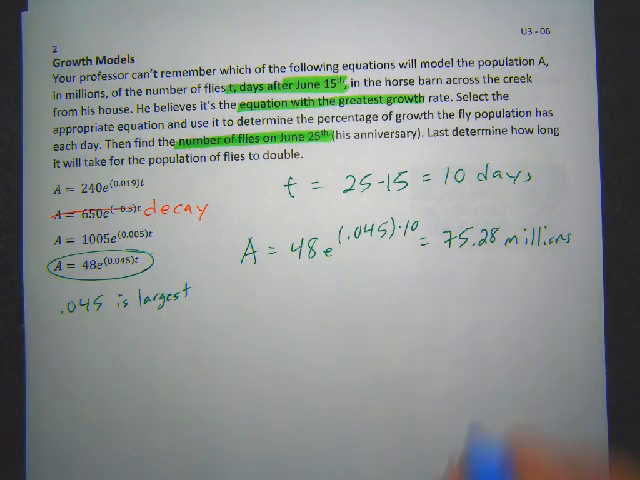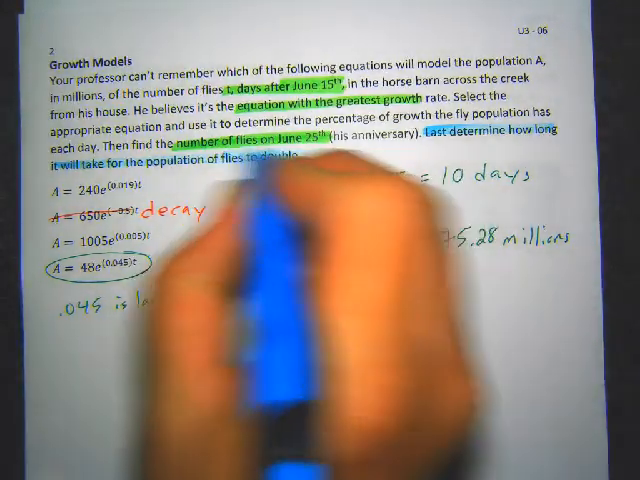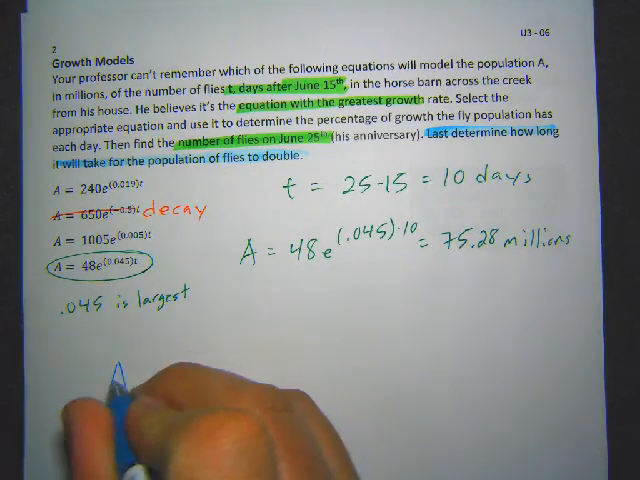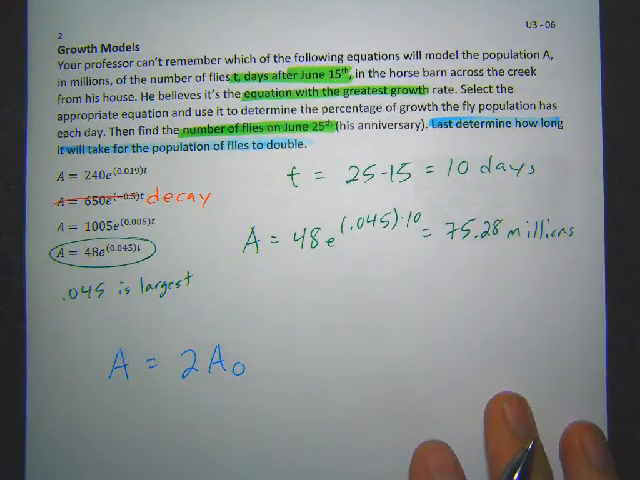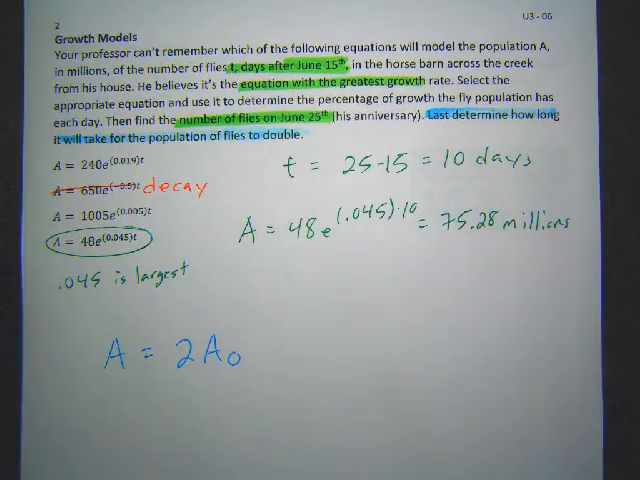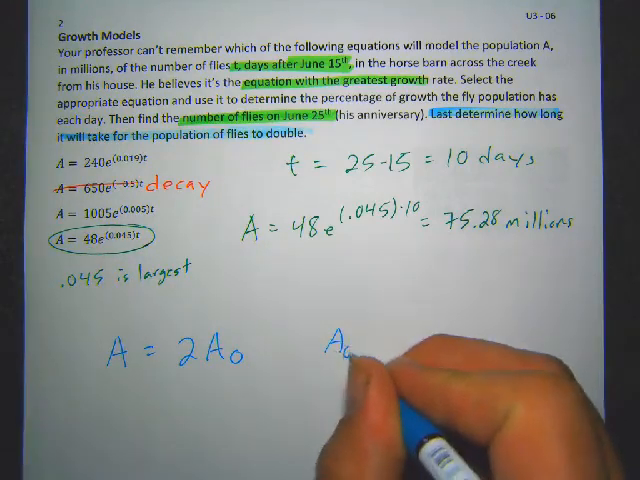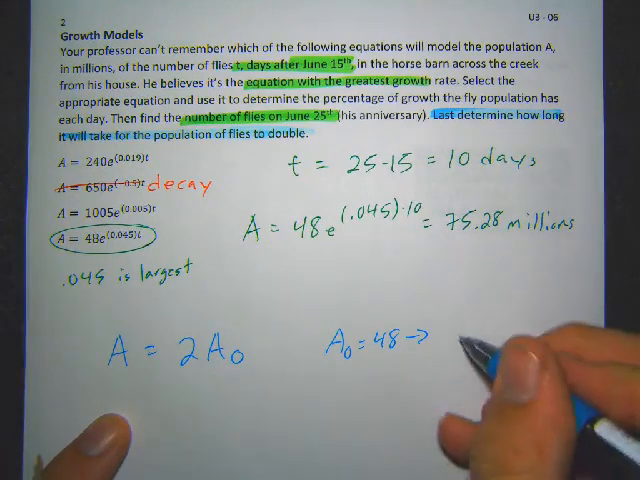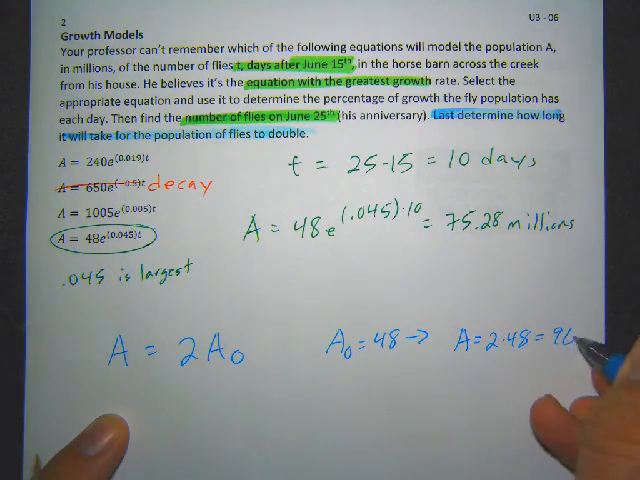The last part here says, determine how long it will take for the population of the flies to double. So we're going to figure out how long it takes to double. That means that the final amount, A, is going to be twice the starting amount, A sub 0. In this problem, we can actually figure out what that final amount is. A sub 0 is 48, so the final amount, A, is just going to be twice that. So A is 2 times 48, or 96.